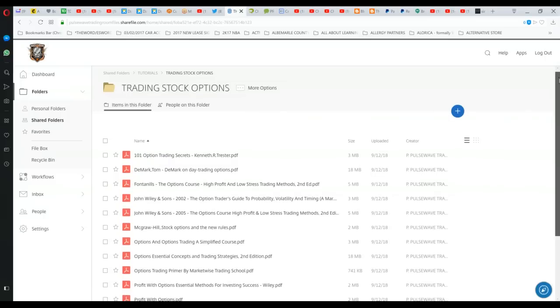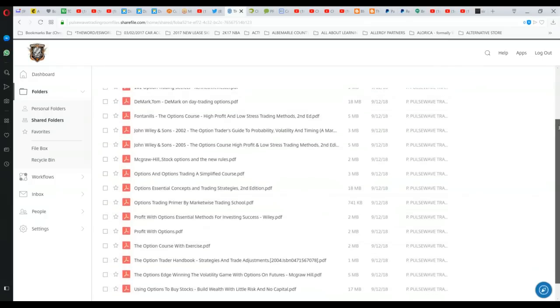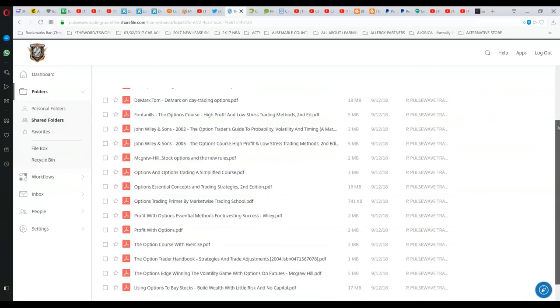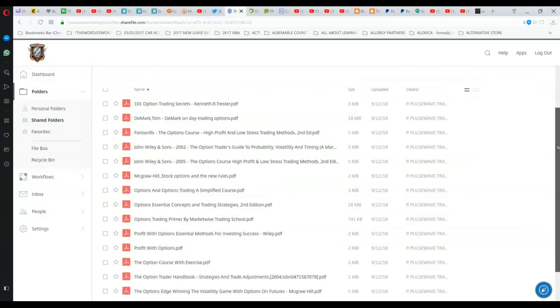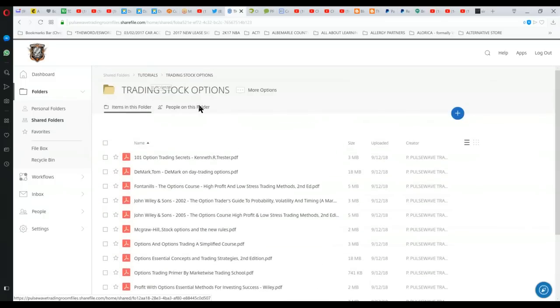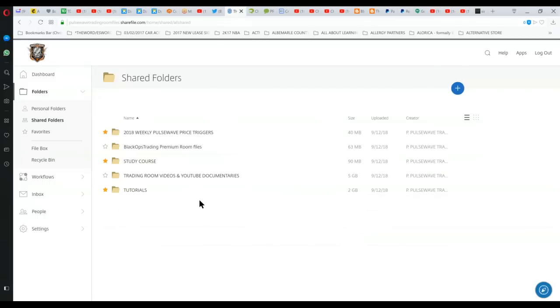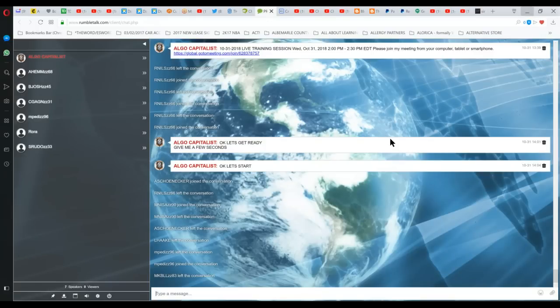As you can see here, I put a lot of stuff in here. Look at that. I blessed you with a bunch of books on trading options. All right, y'all see that? I put a bunch of PDF books in here on options trading. Okay? I blessed you with that. All right, so you have all that at your disposal. Any questions on that? All right, so we're good. Okay.